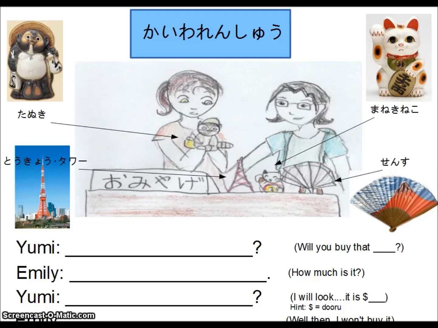I have a volunteer here who's going to help us complete the dialogue. Hello. Right. I will be Yumi and she will be Emily.